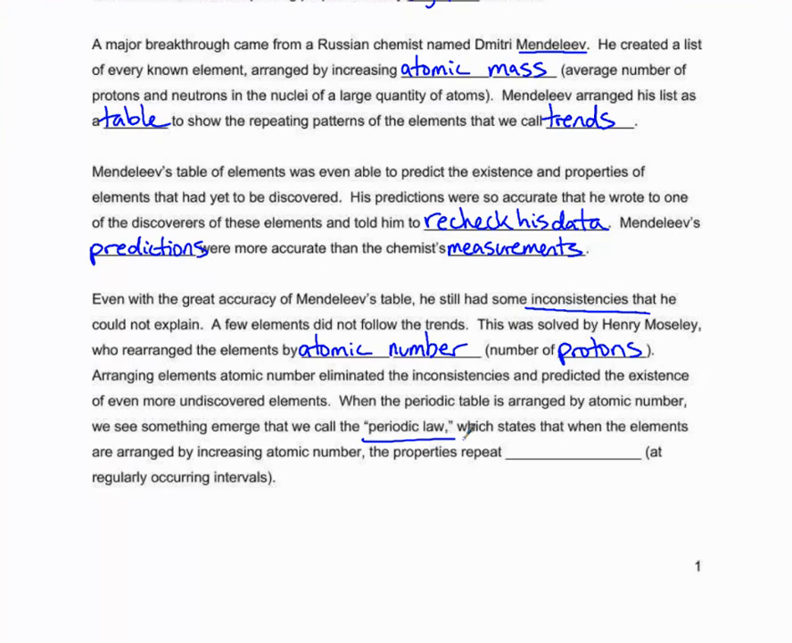The periodic law states that when elements are arranged by increasing atomic number, the properties repeat periodically, or at regularly occurring intervals.